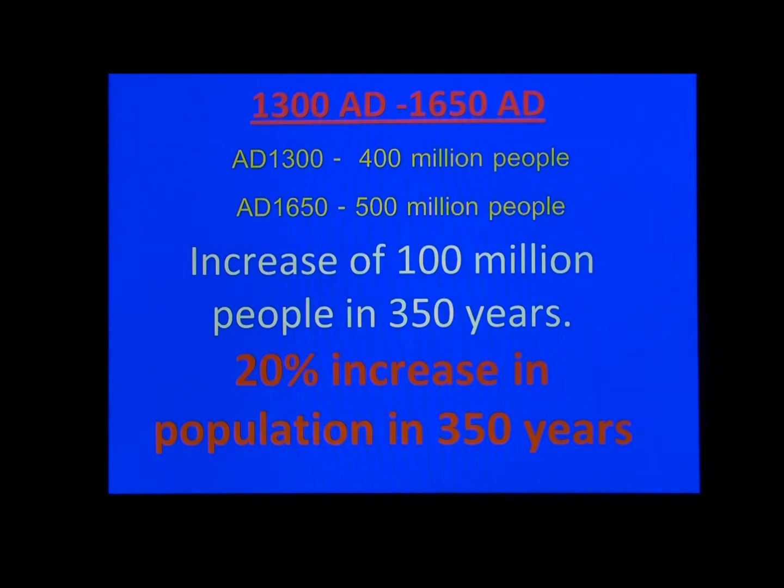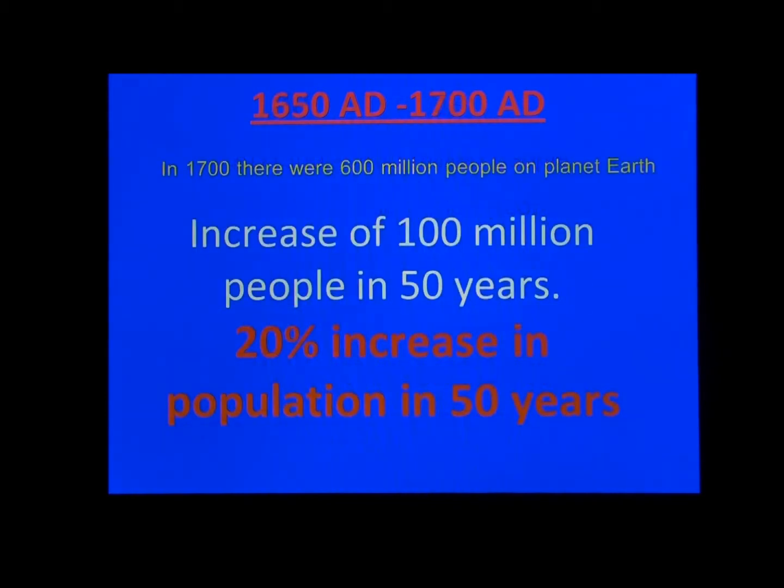Between 1300 and 1650, there was an increase of 100 million people in 350 years. That's a 20% increase in population in 350 years. Between 1650 and 1700, there was an increase of 100 million people in 50 years. That's a 20% increase in population in 50 years. In 1750, there were 750 million people on planet Earth. An increase of 150 million people in 50 years. That's a 25% increase in population in 50 years.